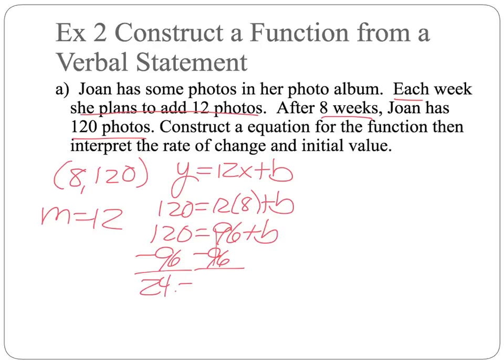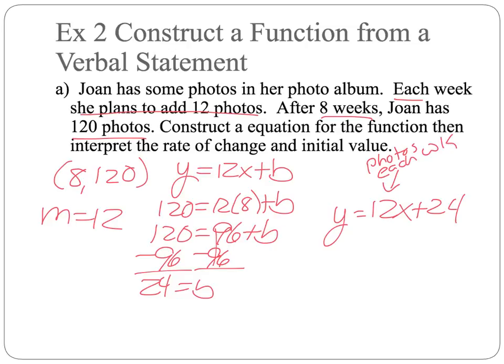That's going to give me 24 equaling b. So y equals 12x plus 24. Interpret the rate of change and the initial value. Well, we know that the 12, it told us that. That's the photos added each week. And the 24, that's our y-intercept. Again, that's our starting amount, how many she started with. Your y-intercept, or your b value, is always going to somehow relate to this starting amount.